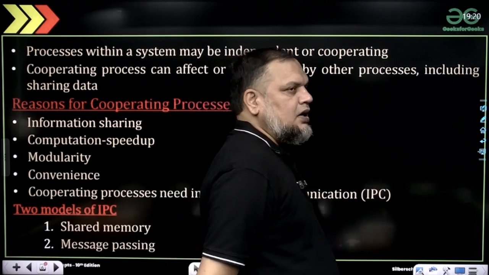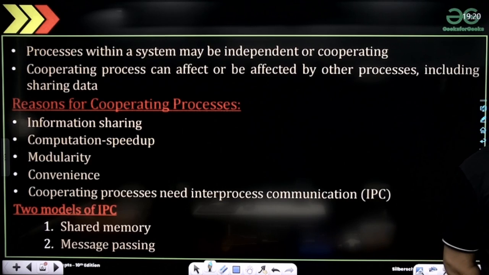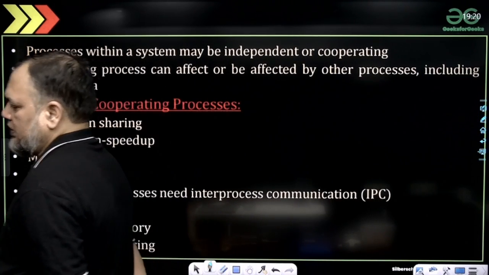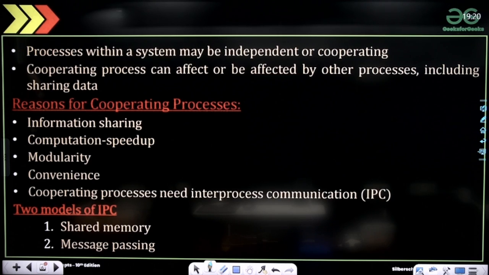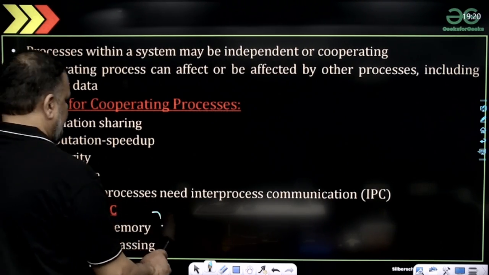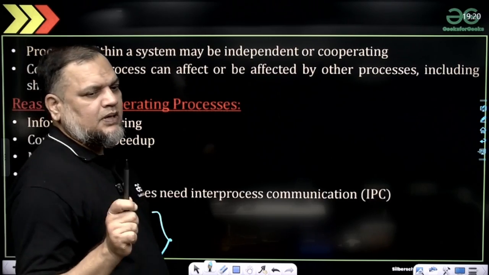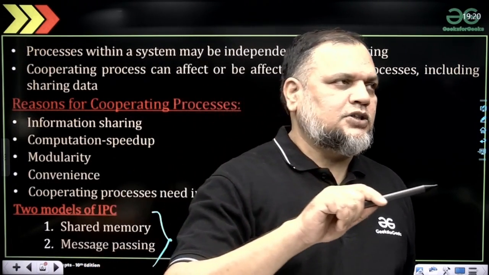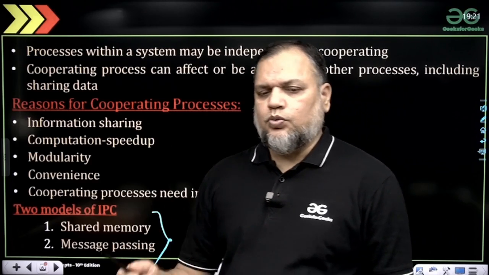Generally, in most operating systems, there are two models followed for IPC. One is called the shared memory model and the other is called the message passing model. Any IPC mechanism supported by the operating system will be supported either by shared memory or through message passing.